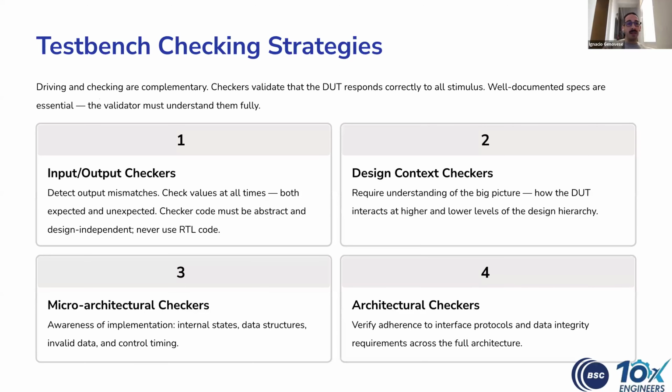On the other side, we have checking strategies for checking the responses of the design. We can have different types or levels of checkers. We can have input and output checkers, which detect output mismatches. Here we need to check values at all times, both expected values and unexpected values, and they must be abstract and design independent. We should never reuse the RTL code as checkers because in this case we could duplicate the bugs.